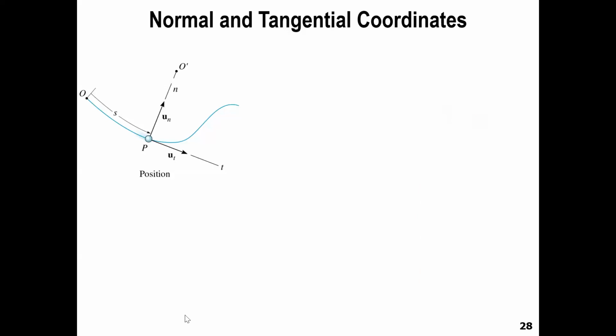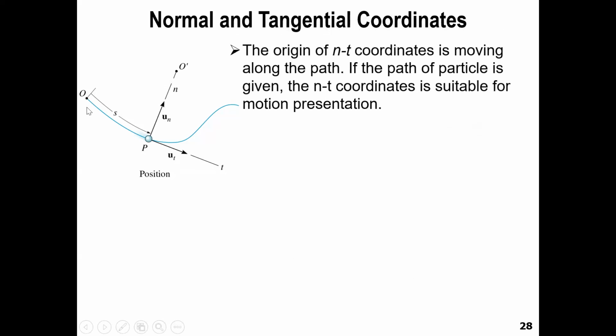So that's how we define UT and UN. Now, in this case, we do not use the position vector, right? We use this length S to give the position. And as I said, N and T will be variable. So somehow, if the particle moves on a circle, it goes through different curvatures.